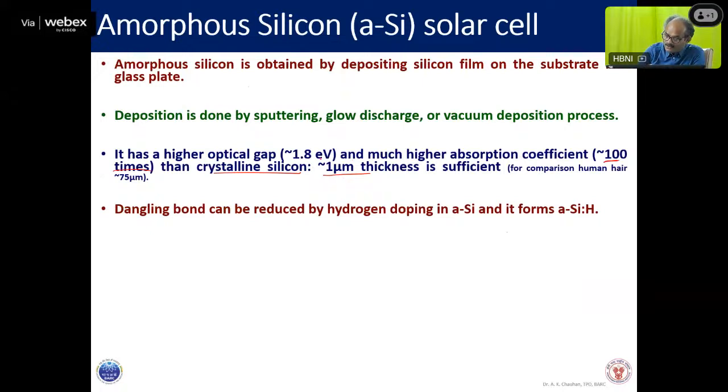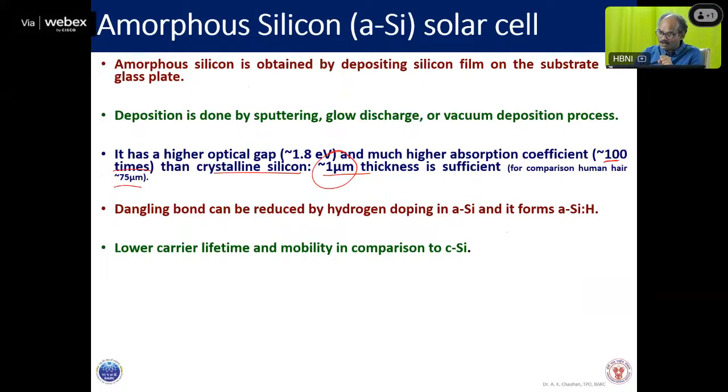Now, how much is 1 micron? If you take one hair, the thickness of one hair is approximately 75 microns. So imagine how low the thickness will be.